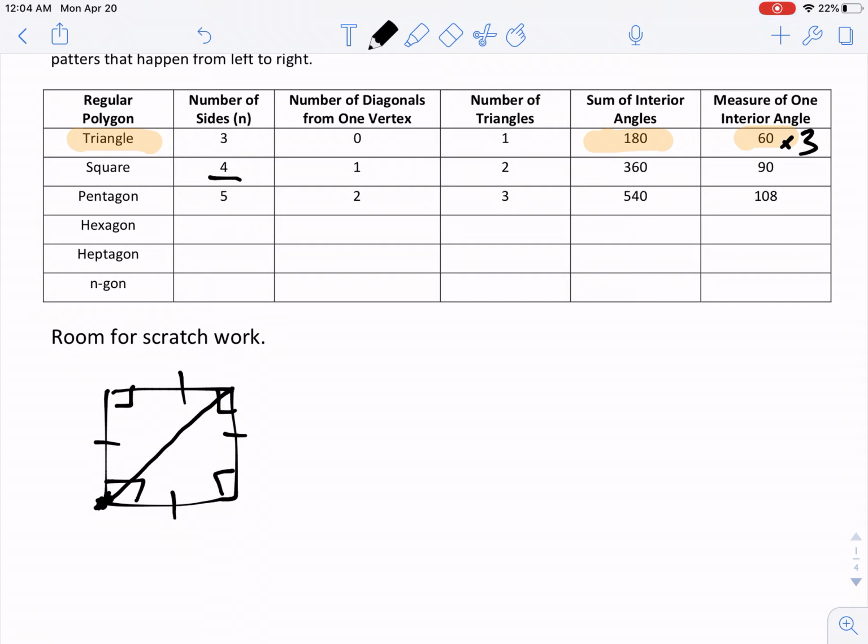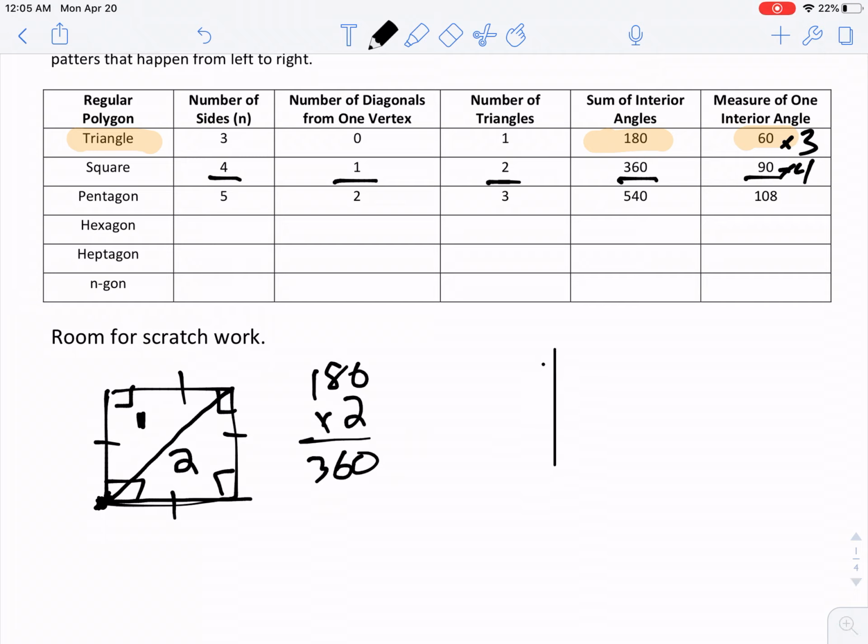Because this side's already there. That's a side, and that's a side. So I only have one diagonal. That means I have one triangle here, one triangle there, for a total of two. Well, 180 times 2 is 360. One angle is 90, because 90 times 4 is 360. We can do the same thing with a pentagon.